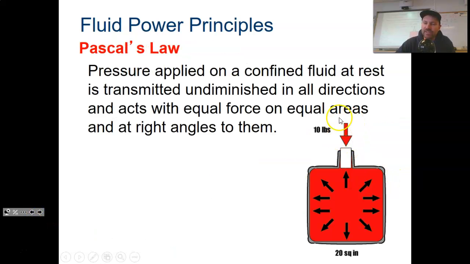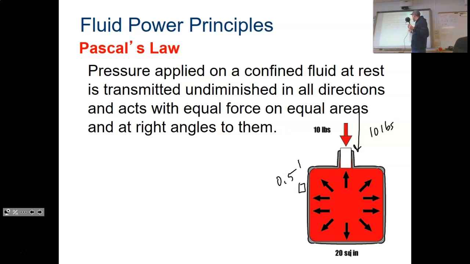So if you put in 10 pounds over 20 square inches, pounds per square inch, 10 divided by 20 is 0.5. What that means is if you're pushing down on this stopper right here with a force of 10 pounds, then on every square inch of that outside, there's going to be 10 divided by 20, or 0.5 pounds per square inch. On every square inch, there's half of a pound of force.